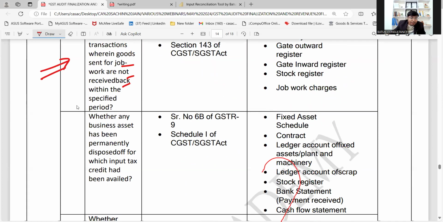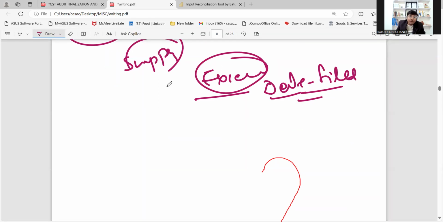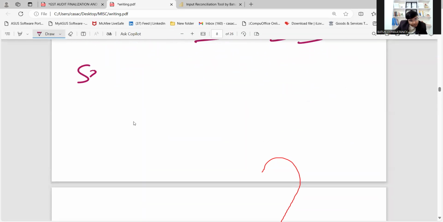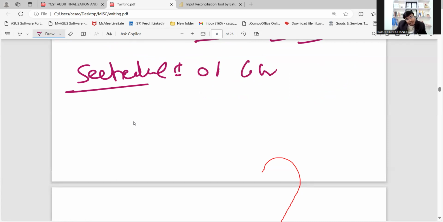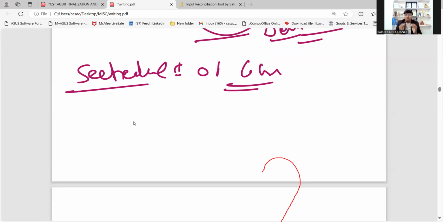Whether any business assets have been permanently disposed of for which input tax credit has been availed. Sir, आपको याद रहेगा वो Schedule number 1 of the CGST Act. As per Schedule 1 of the CGST Act, there are certain types of activities or transactions on which GST will be applicable, whether there is any consideration or no consideration. यहाँ पर कोई consideration है या फिर consideration नहीं है तो भी उसके ऊपर GST applicable हो जाएगा on the transactions और activities which are mentioned in Schedule 1.